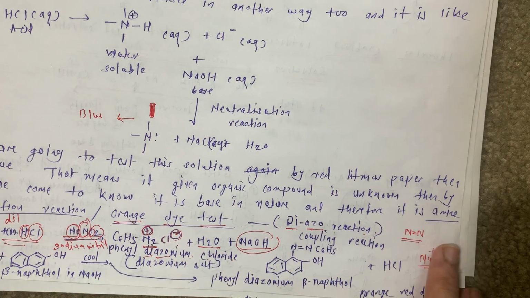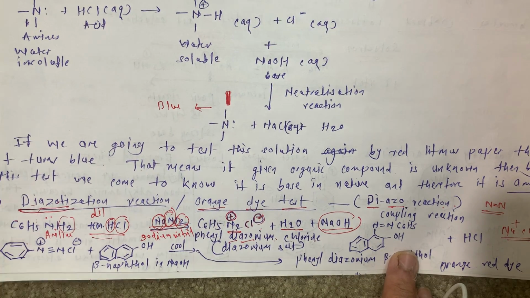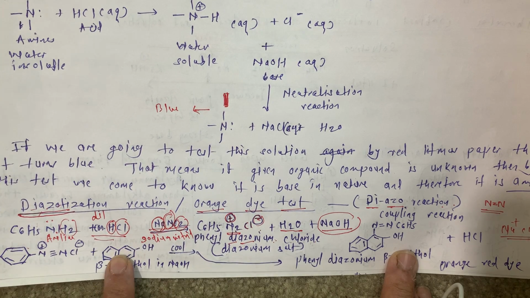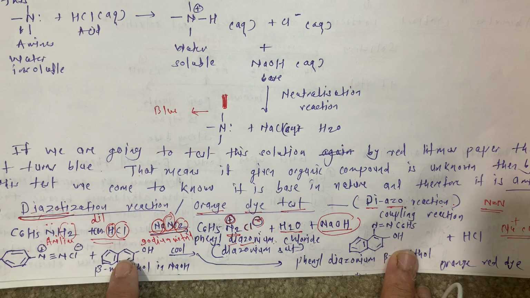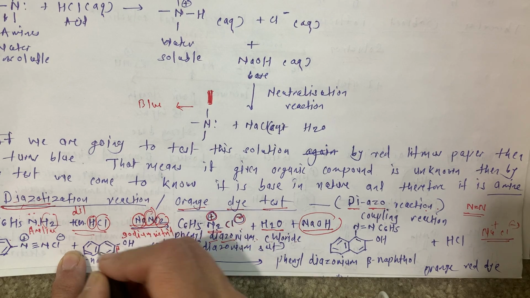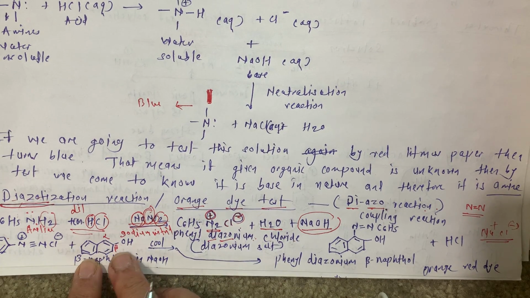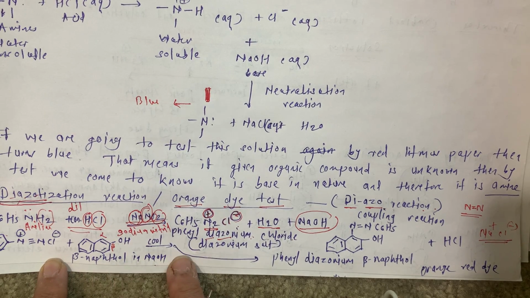Okay. Now what is the next step? In the laboratory, the next step is to add beta naphthol in NaOH. This is our beta naphthol, and we have to prepare a beta naphthol solution in NaOH. This is the beta position, this is the alpha position, and on the beta position there is OH. So this is beta naphthol in NaOH.